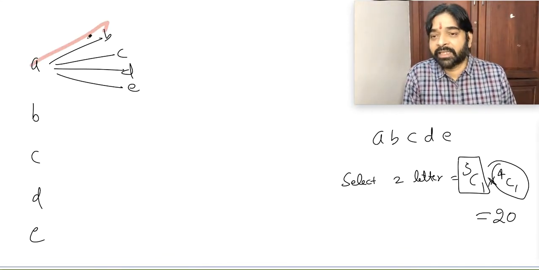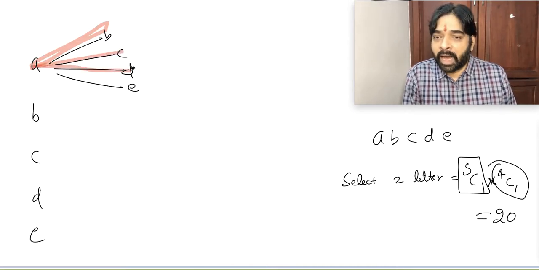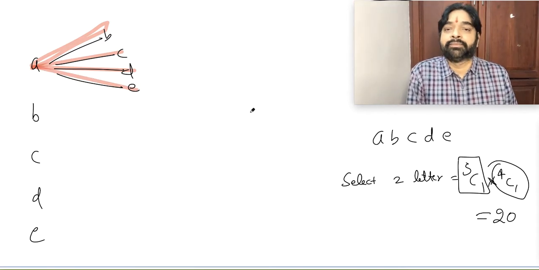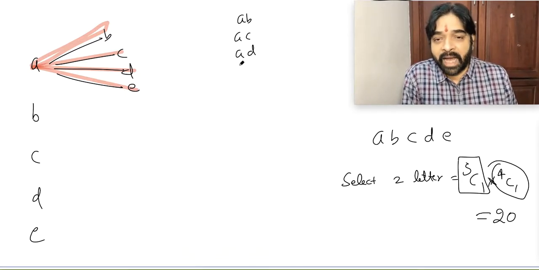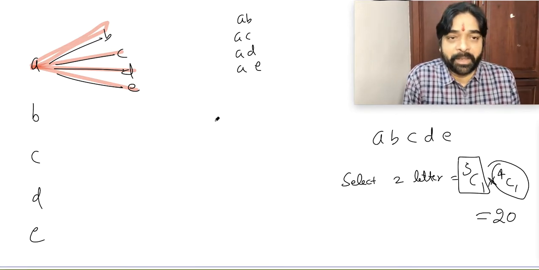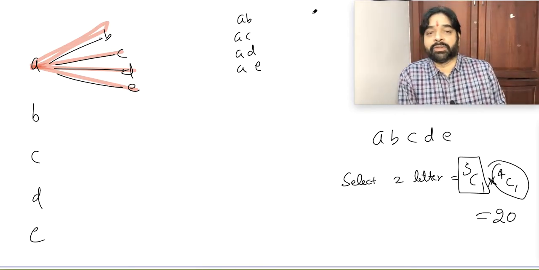So what is your selection now? Either AB selection, or AC, or AD, or AE. This is my selection. This says my selection is either AB, or AC, or AD, or AE. All of you agree with me. Is it correct?